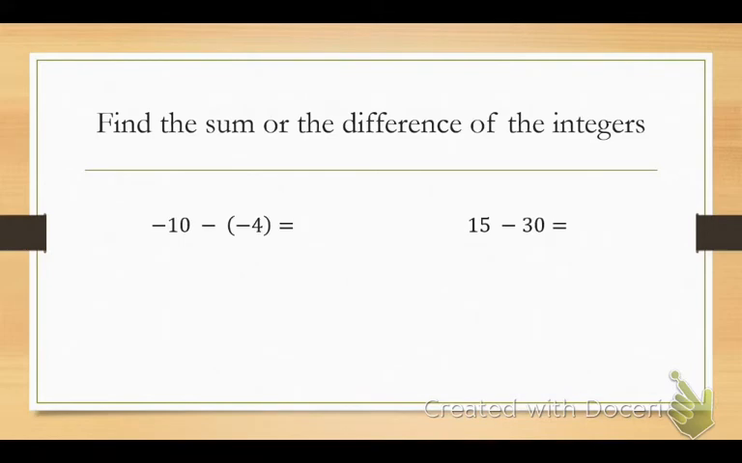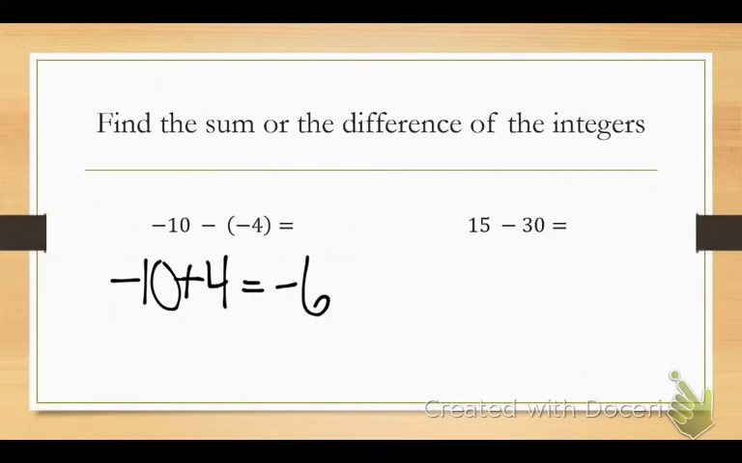Okay, so moving on. Find the sum or the difference of the integers. All right, so -10 minus -4. What do you see, guys? What do you alert to? Double negative. -10 plus 4 is -6.